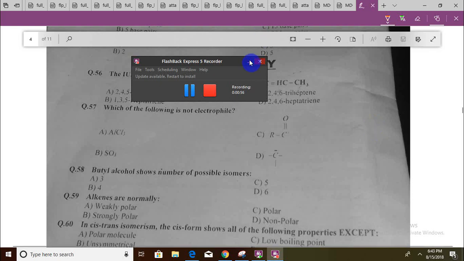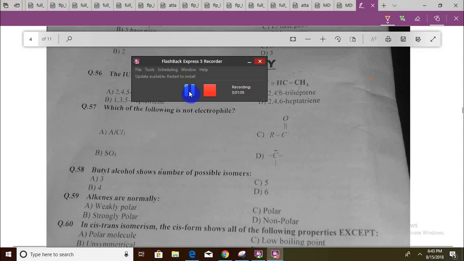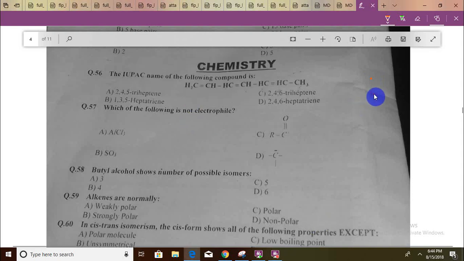So question number 1. The IUPAC name of the following compound is. Well, let's see. How many carbons does this compound have? 1, 2, 3, 4, 5, 6, and 7. And how many double bonds? 3 of them. And we start naming from the end that is closest to one of these double bonds.